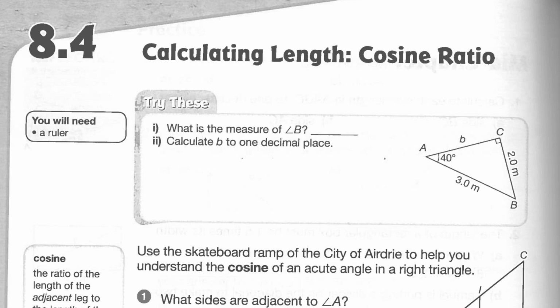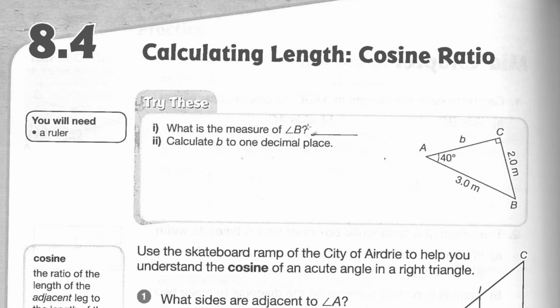In this video we're going to be talking about section or chapter 8.4, calculating length, cosine ratio. You're going to find this on page 226 of your workbook. So let's start with the try these.